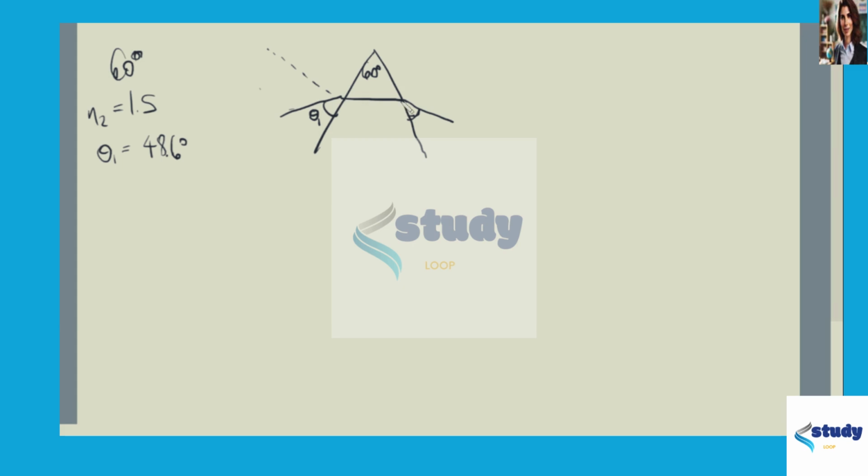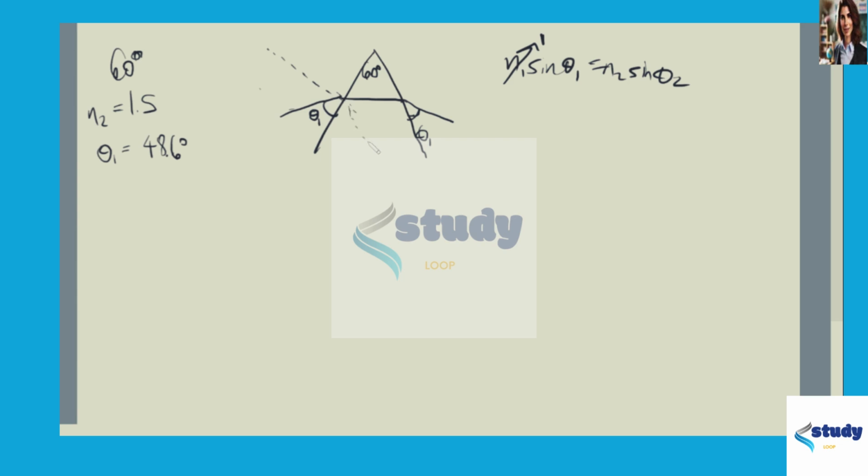So we want to prove that this angle right here is the same as this one. So to do that, we're going to have to do some magic. So we are going to say that n1 sine theta 1 is equal to n2 sine theta 2. And since we know that the outside medium is air, we know that's 1. So we're going to want to find angle 2.